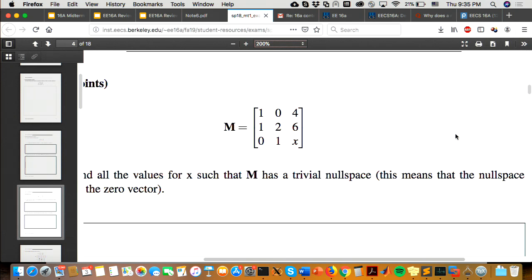Well, let's see what that is. Let's start with Gaussian elimination. That's a great way to start. So let's do a row operation. Would it be okay if I subtracted row 1 from row 2? Okay, so I'm going to say row 2 is row 2 minus row 1. Row 1 remains the same. Row 2 becomes 1 minus 1, which is 0, 2 minus 0, which is 2, 6 minus 4, which is 2, and the final row remains the same.